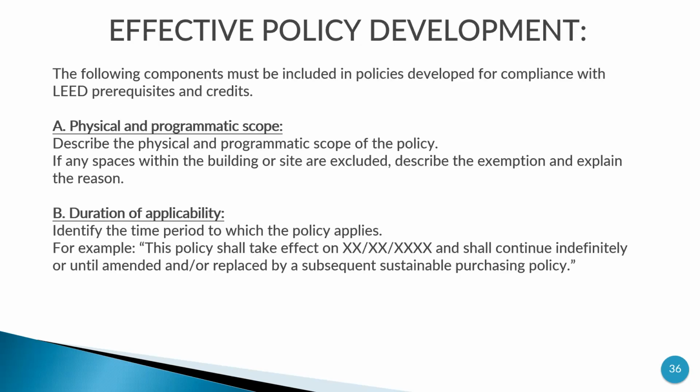Yeah, please proceed. Next, effective policy development. Again, when we say policy, what is that? When you're developing a policy, what needs to be included? One, physical and programmatic scope, means describe the physical and programmatic scope of the policy, means clearly defining what are the physical assets that you have, how are you executing it, what is exempted, what is included. Defining the scope very clearly. If any spaces within the building or site are excluded, describe the exemption and explain the reason why.